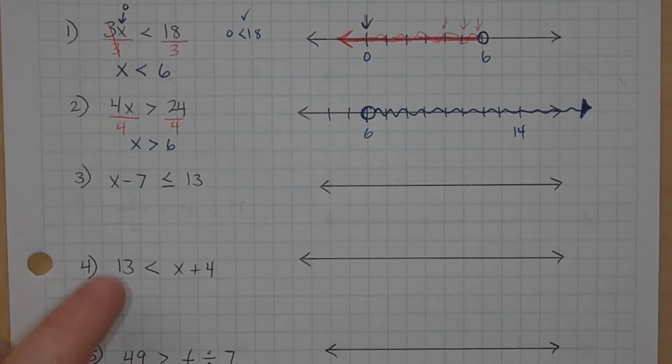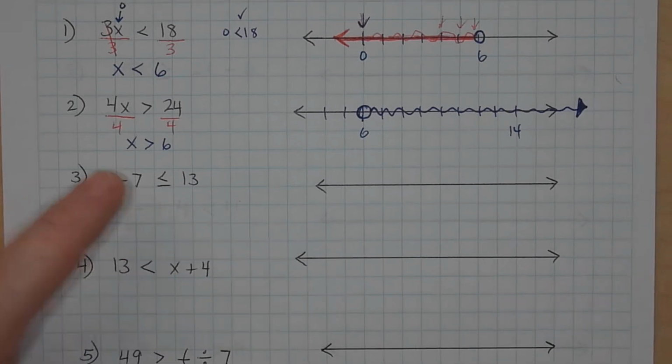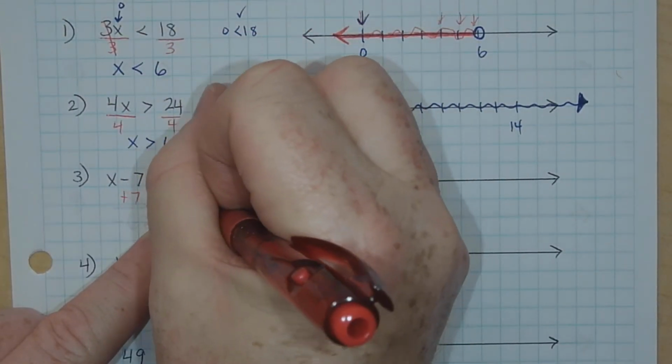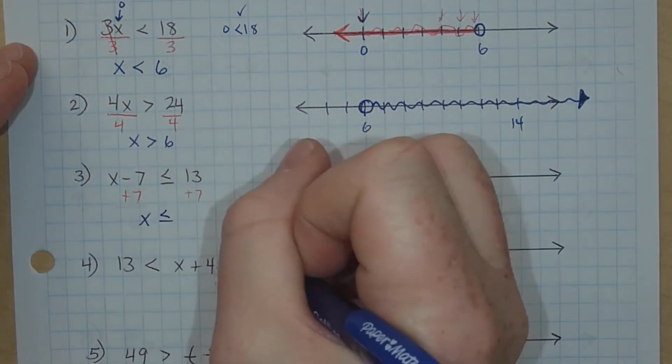Number 3. The inverse operation of subtracting 7 is adding 7. So we're going to add 7 to both sides, because whatever I do to this side, I must do to the other side. We've got x is less than or equal to 20.